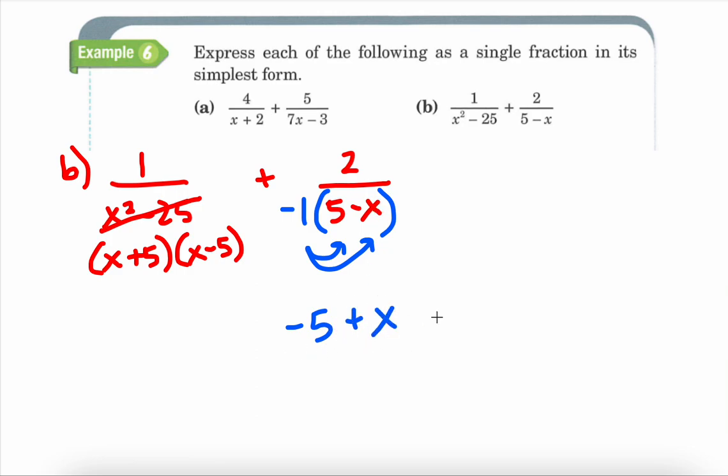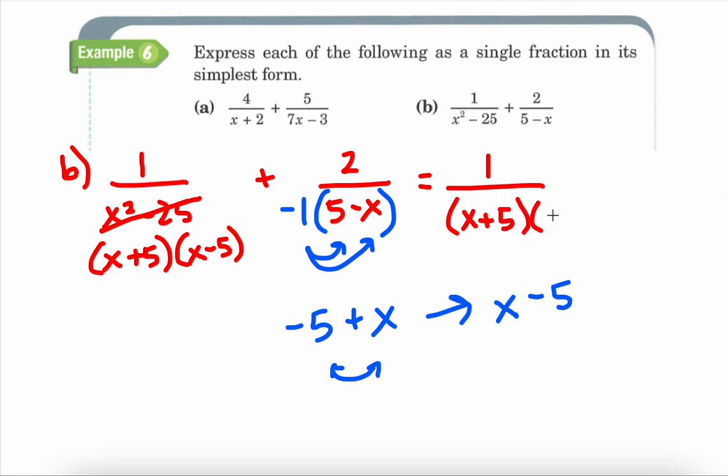So this is really the same as x minus 5 if we were to switch these around. Okay, so it is basically the same except I have to multiply by negative 1. So let's actually rewrite this then, because we did a lot of work on this. So this is really 1 over x plus 5 times x minus 5, because we factored that out. And like we said, this 5 minus x is basically the same as multiplying by a negative 1.